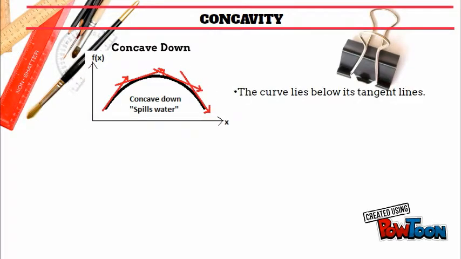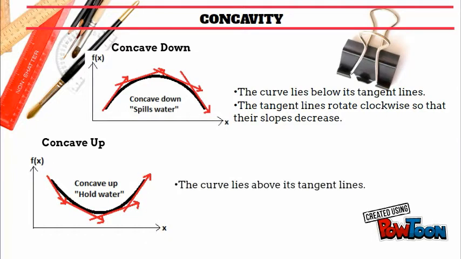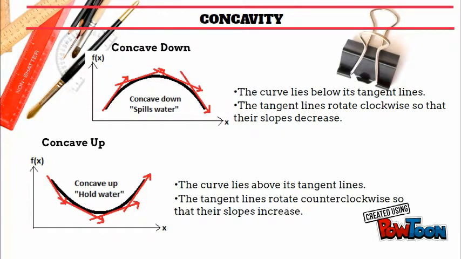Concavity. Concave down: the curve lies below its tangent line, where tangent lines rotate clockwise so that their slopes decrease. Concave up: the curve lies above its tangent line, where tangent lines rotate counterclockwise so that their slopes increase.